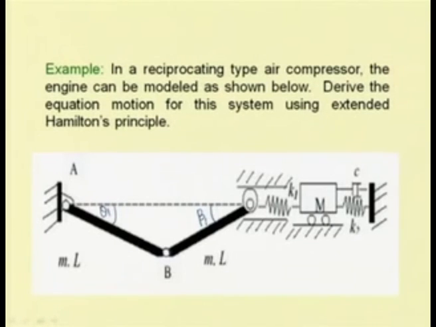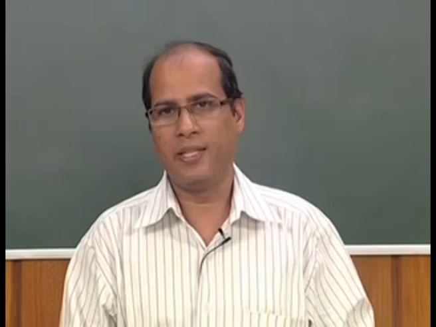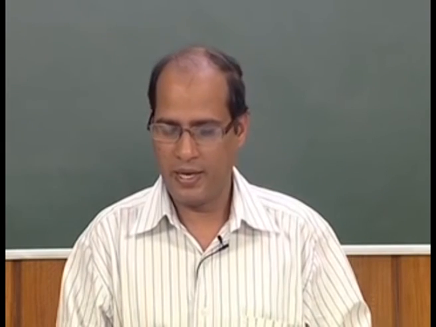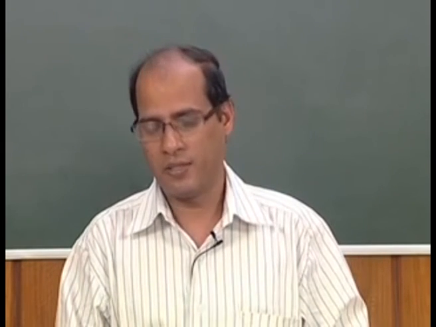The first step is to write the position vector of all the mass centers. Here, this is a mass center, and this point. So, one can write the position vector of all these points and then find the velocity. After finding the velocity, one can write the kinetic energy and potential energy of the system, and then using the generalized coordinates, one can derive the equation of motion of the system.